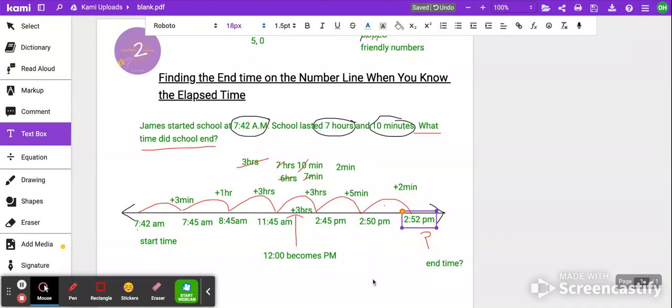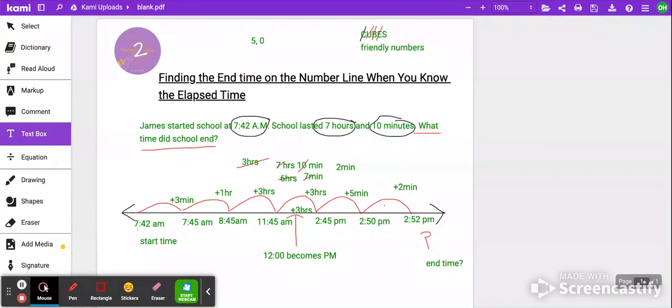All right, so let's just double check to make sure that we've done everything correctly. We knew what our start time was, which was 7:42. Let me move this over so we can see it. Okay, we didn't know our end time, and that's why we have this question mark. But what we did is we increased our time from 7:42 by 7 hours and 10 minutes. Let's make sure we did that. Here's 3 hours, 6 hours, and 7 hours.